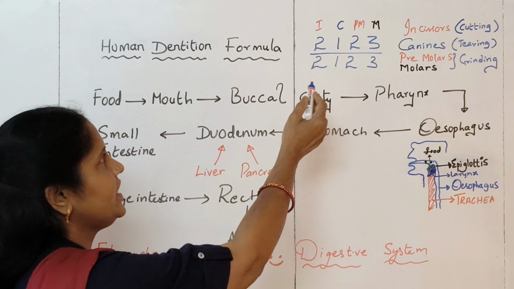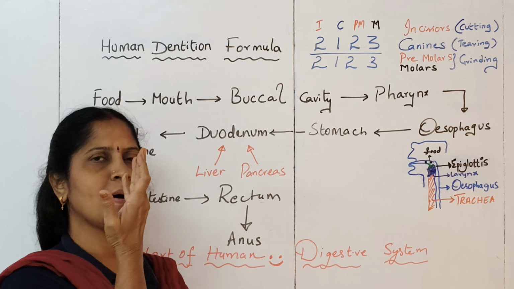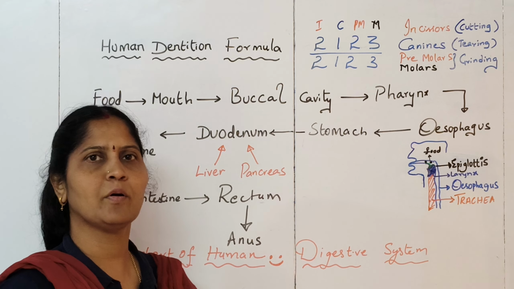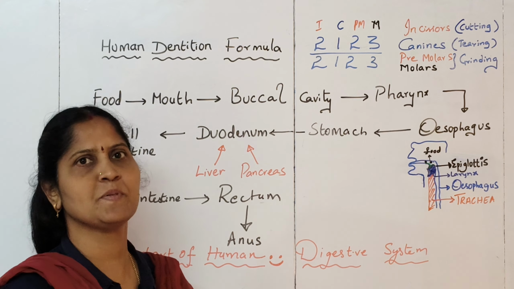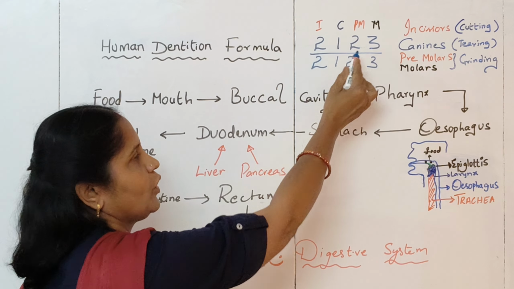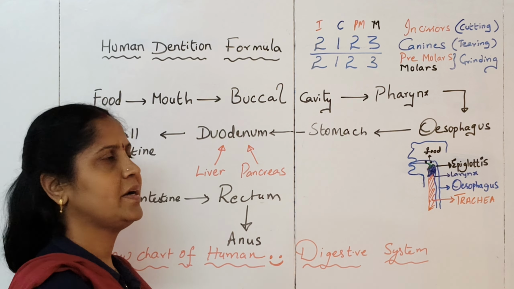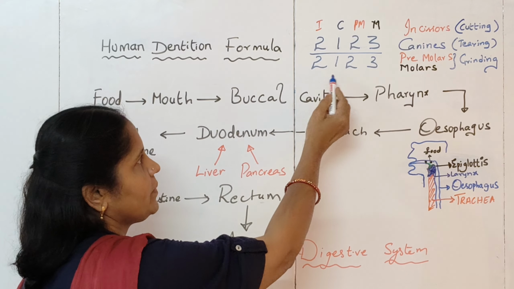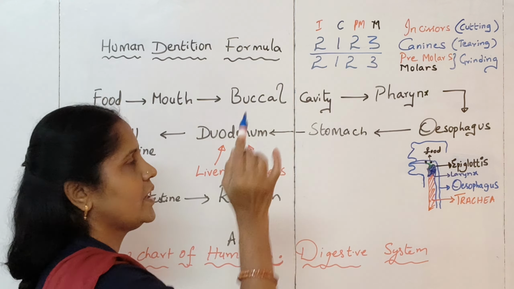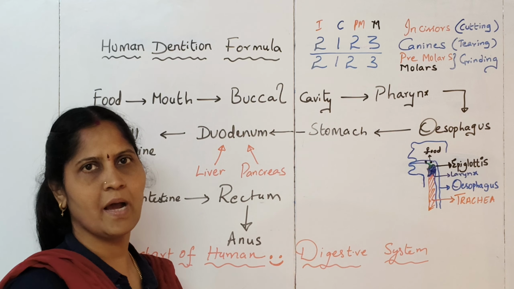The human dentition formula of half jaw: if you take half of your jaw and count the different types of teeth, you find 2 incisors, 1 canine, 2 premolars and 3 molars. That's why the dentition formula is given as 2123 by 2123. That is how it is represented, and it is an important MCQ that can be asked in the exams.